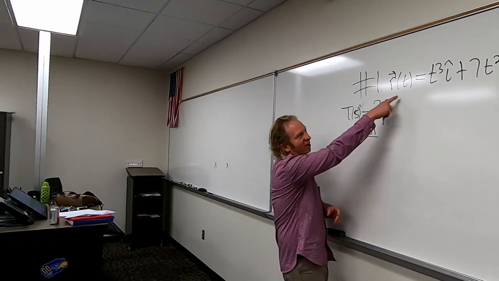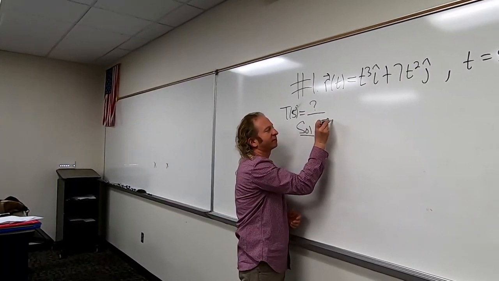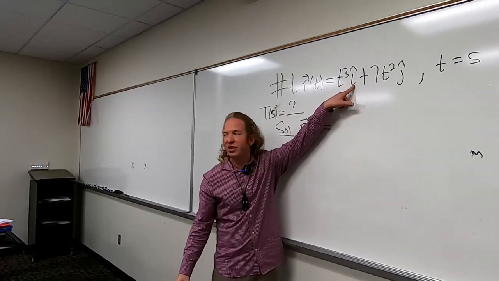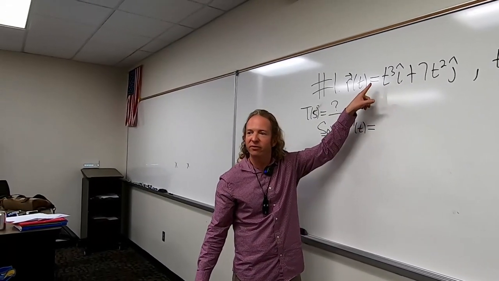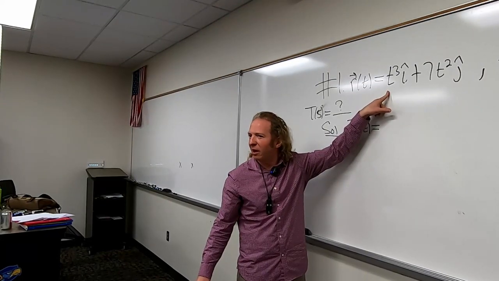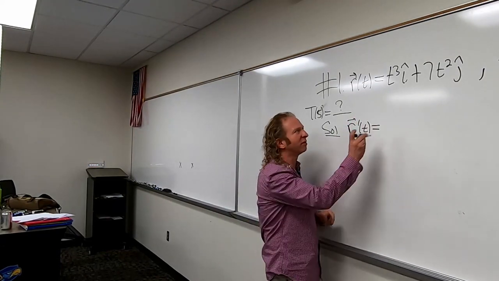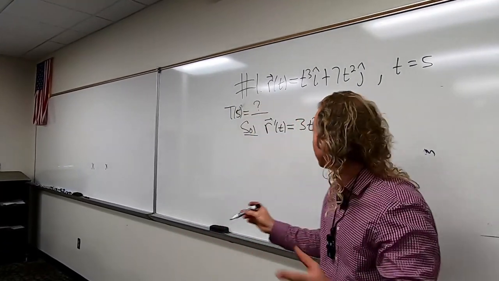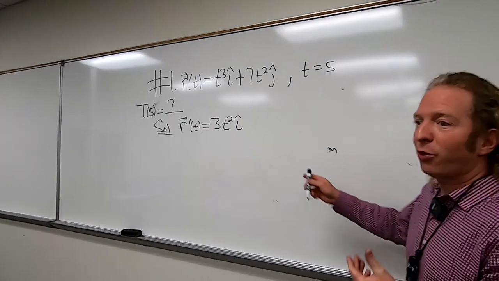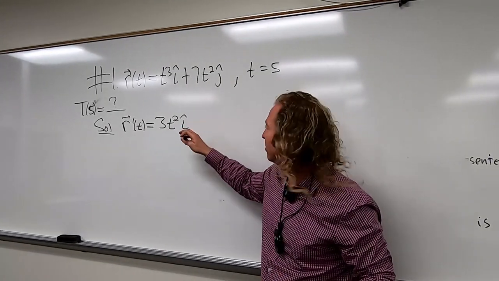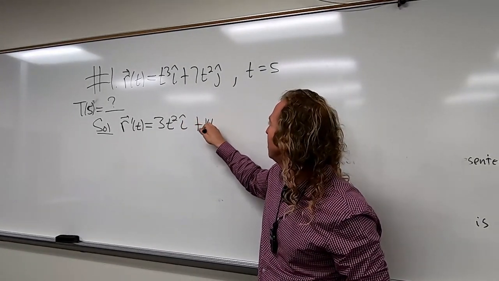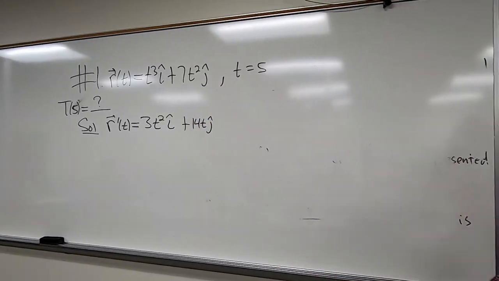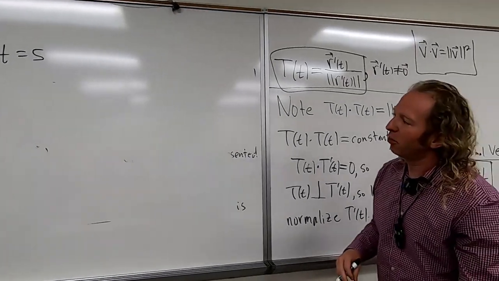So r prime, we already have r. Taking the derivative here, the i hat just hangs out, right? The derivative of t cubed is 3t squared. I haven't done this since last year, so I haven't done any of the problems. Plus 14t j hat. So that's the derivative.